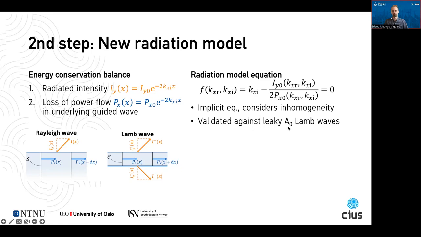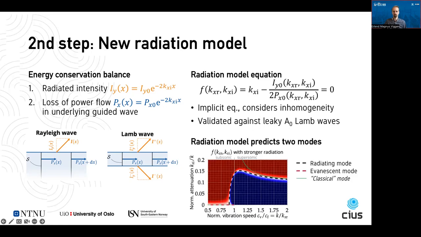We've also validated this against leaky A0 Lamb waves. But we can look at what this gives us. We can see that in the supersonic domain, we have a radiating mode that corresponds quite well to the classical model's prediction. But this radiating mode actually proceeds into the subsonic domain, unlike the classical mode, which just becomes evanescent as soon as we hit the subsonic domain.